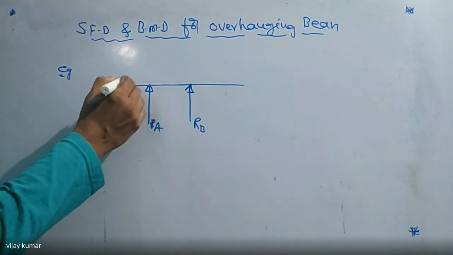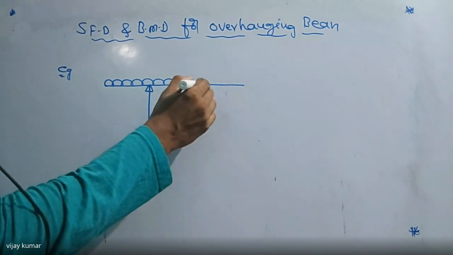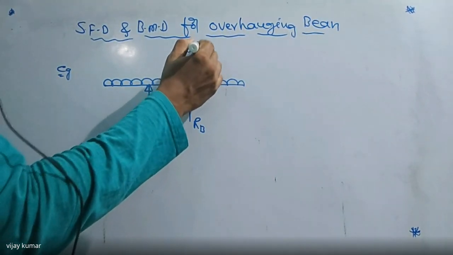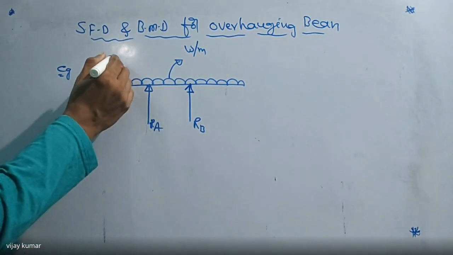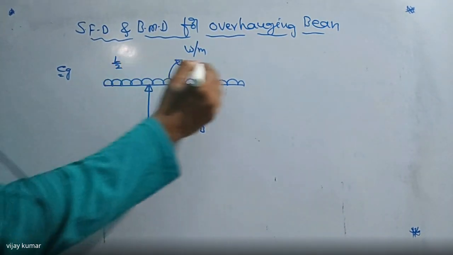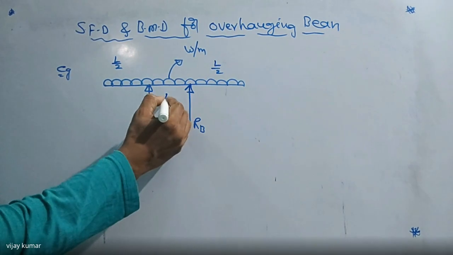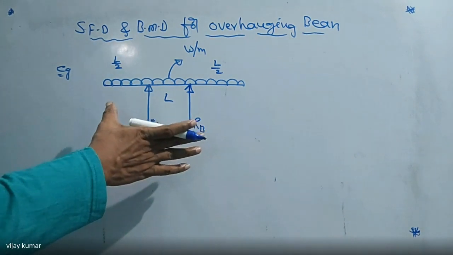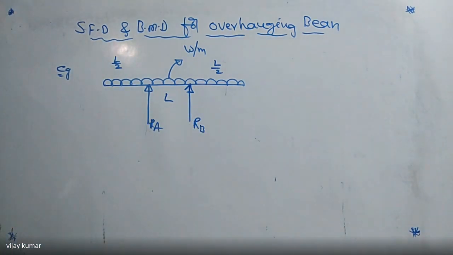The center beam is subject to a uniformly distributed load here, that is equal to W per meter. It is L by 2, and this length is L here. Now, if you see this diagram, first of all, you have to find the reactions at the supports.